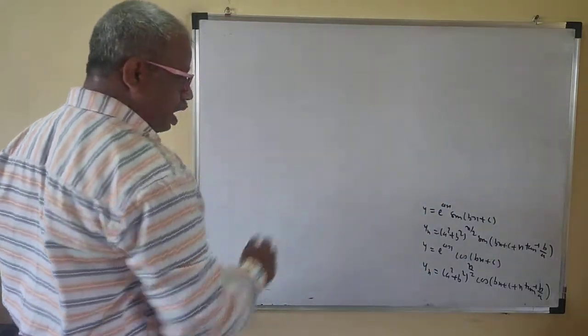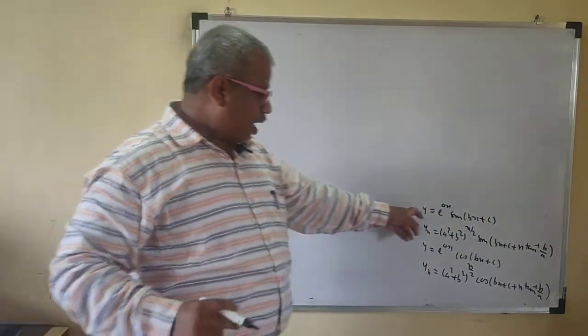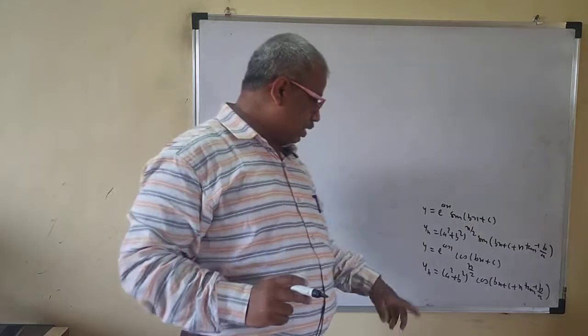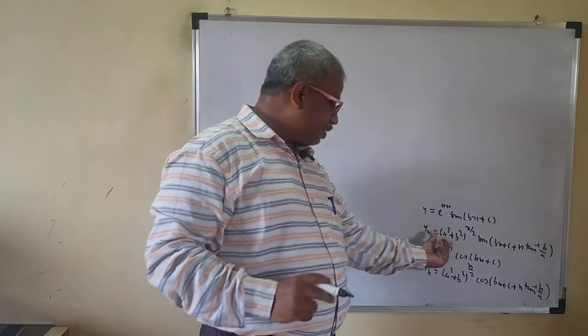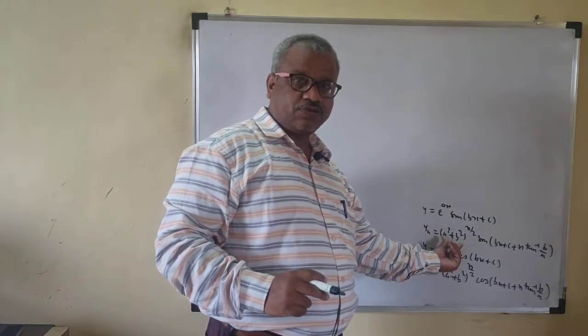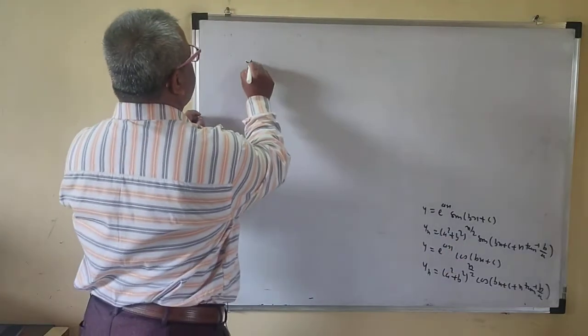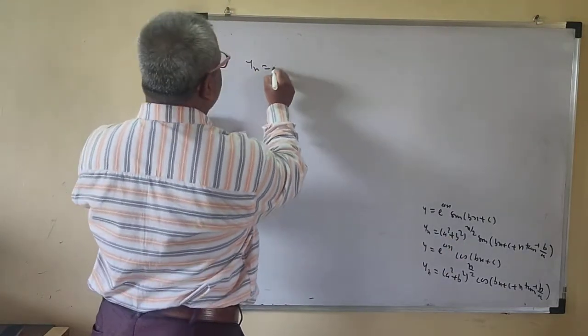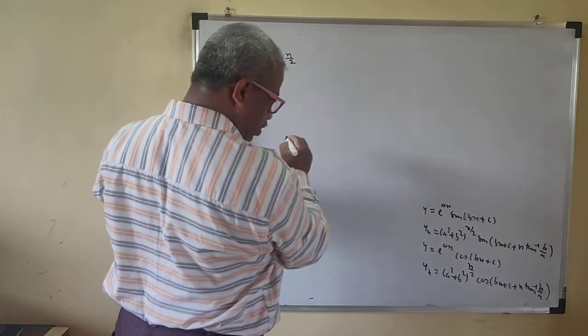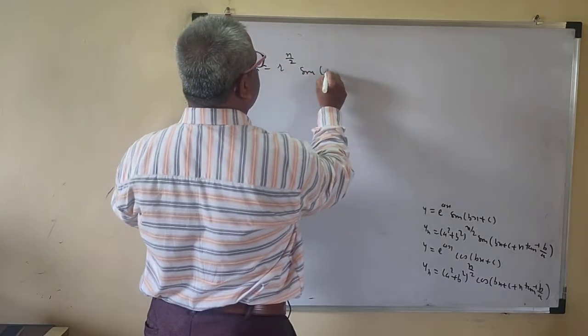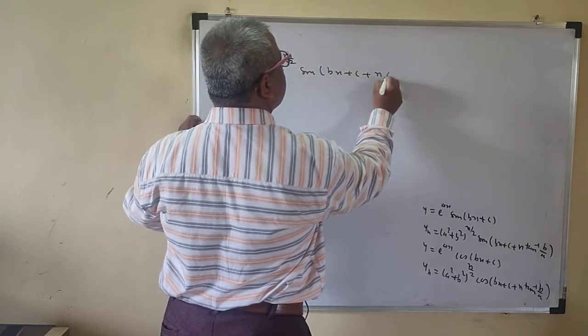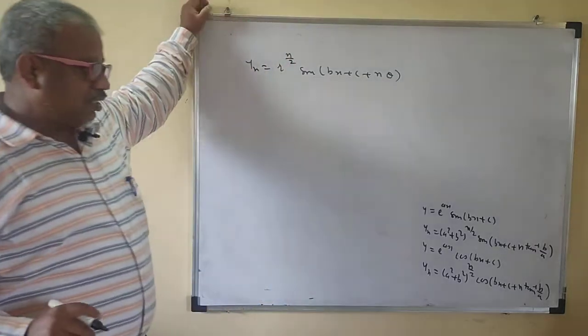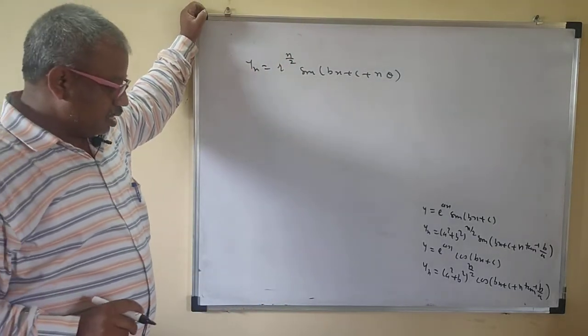Okay, so now you have to remember this formula. y is equal to e raised to ax sin of bx plus c. Then yn is equal to, sometimes they will call square root of a square plus b square as r, so sometimes this will be given to you. This is r raised to n by 2 sin of bx plus c plus n theta, suppose. This is n theta.